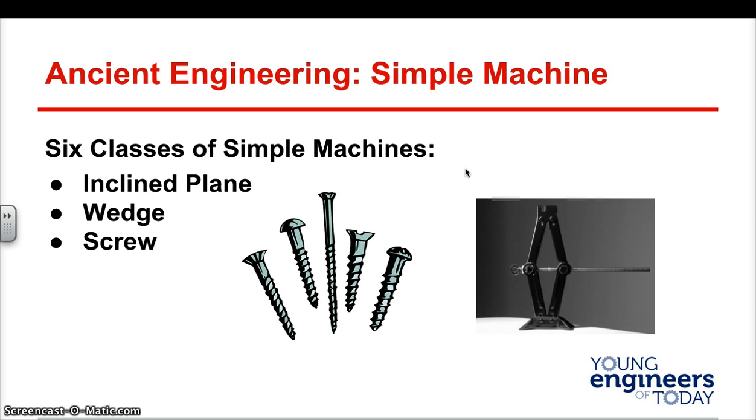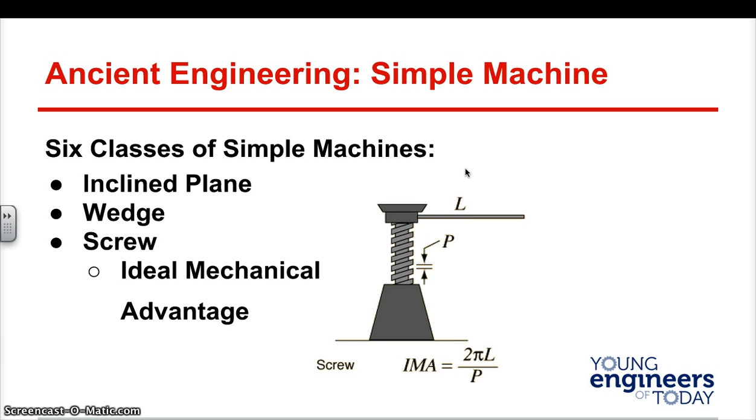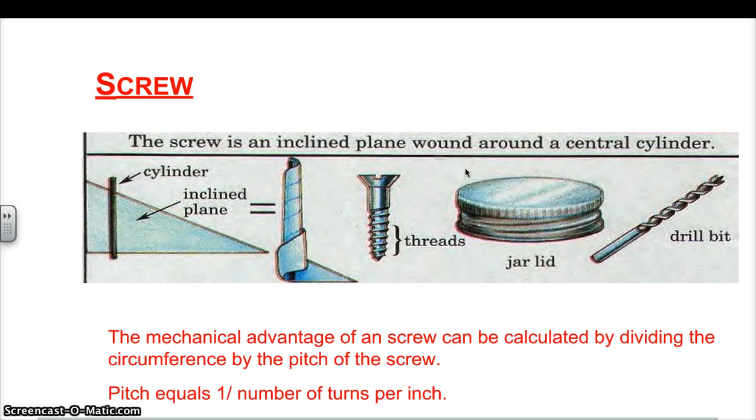And our last one we're going to go over is a screw. Okay. Now, a screw has an IMA, and this involves 2 pi times the length over P. All right, and let's see what P is. This is the pitch. Now, the screw is an inclined plane wound around a central cylinder. And as you can see in the image here, if you took an inclined plane and you wound it up, you end up with a screw. All right, and it screws around us all the time, from threads to jar lids to drill bits. The mechanical advantage of a screw can be calculated by dividing the circumference by the pitch of the screw.